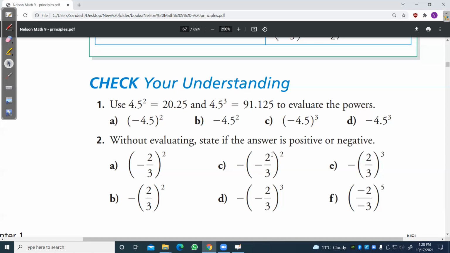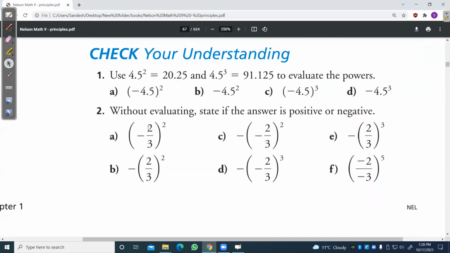Positive is only if it's an even exponent, yeah? Bracket and an even exponent. So not D. D's out. D's gonna be -91.125.